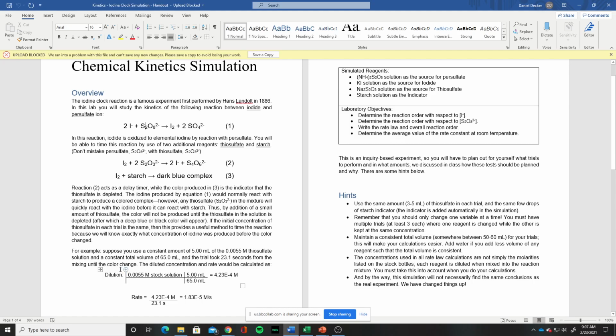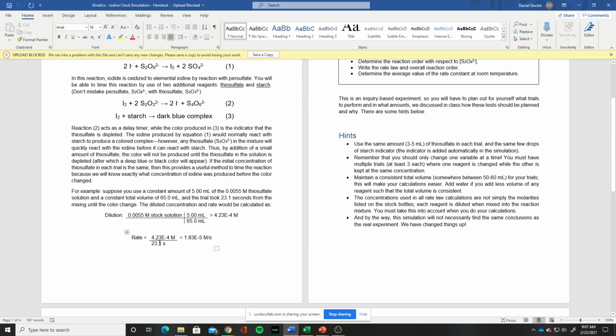So it goes through an example here. It says, for example, suppose you use a constant amount of 5 mL of the 0.0055 molar thiosulfate and a constant total volume of 65 mL. The trial took 23.1 seconds for the mixing until the color change, so the diluted concentration and rate would be calculated like this.